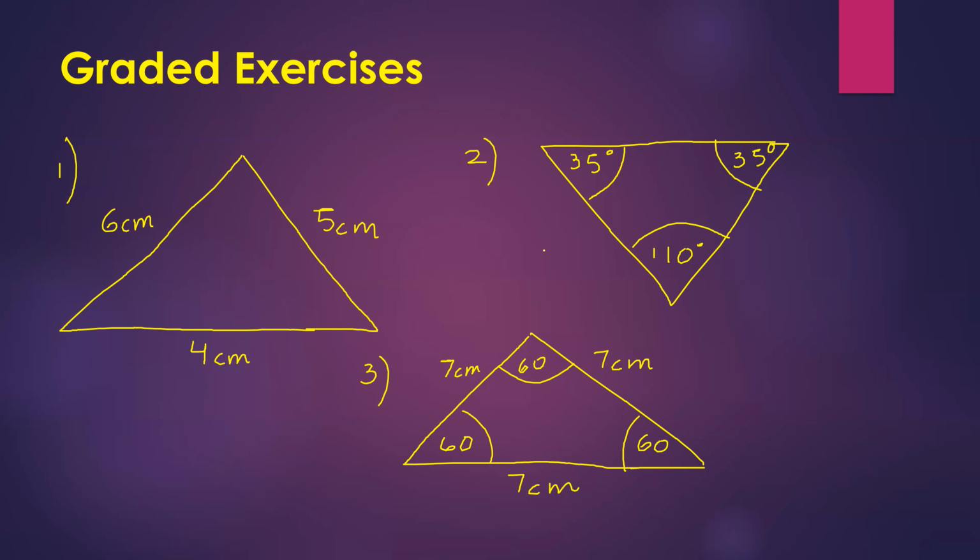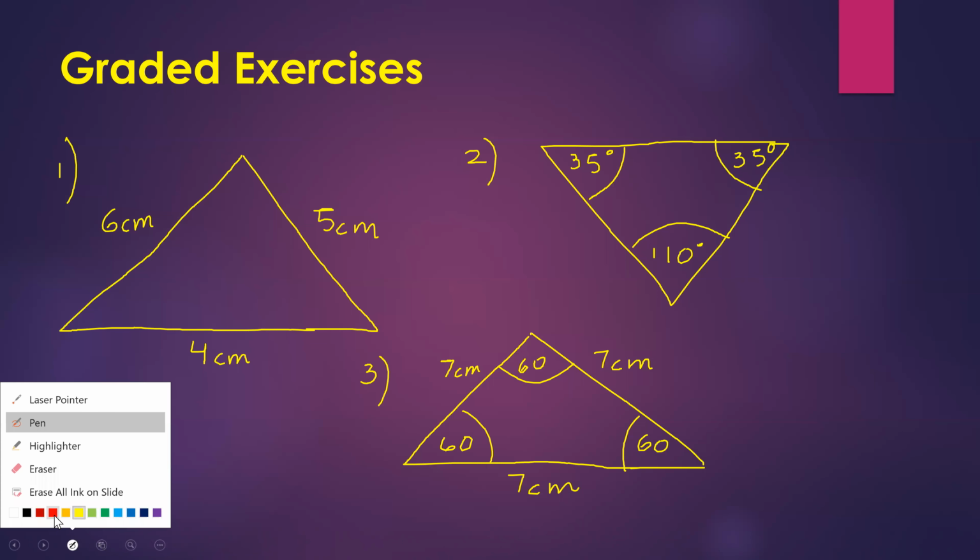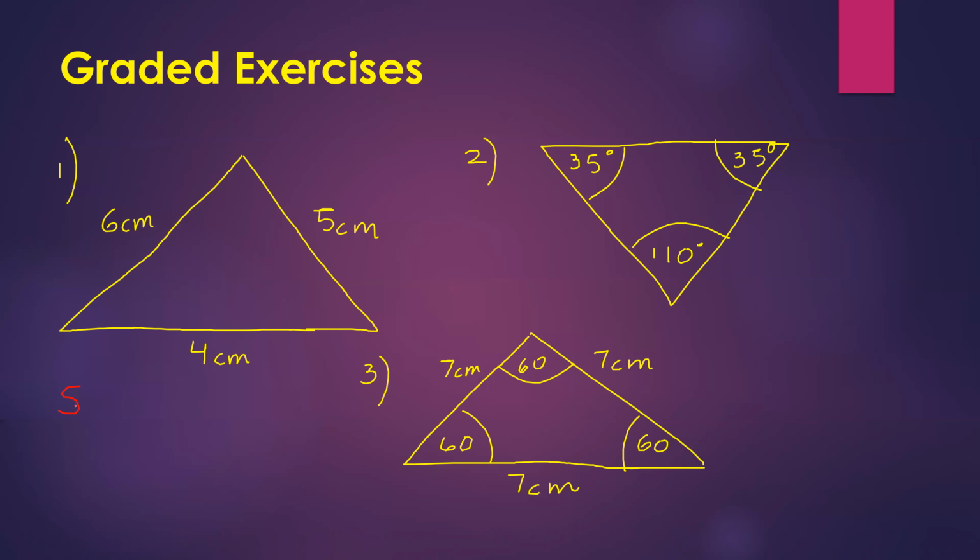All right, so let's look at number 1. What type of triangle is number 1? Anyone could answer. Scalene. Scalene, very good. Why do you say scalene, Darnie? Because all sides are different. All sides are different. Scalene, very good.